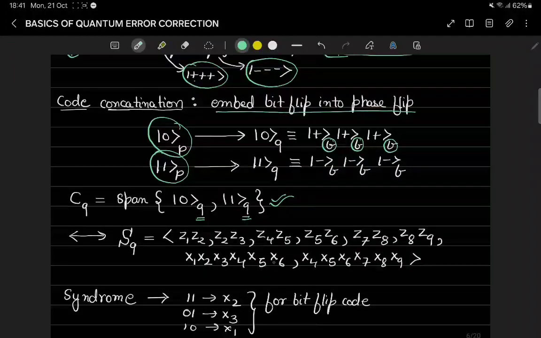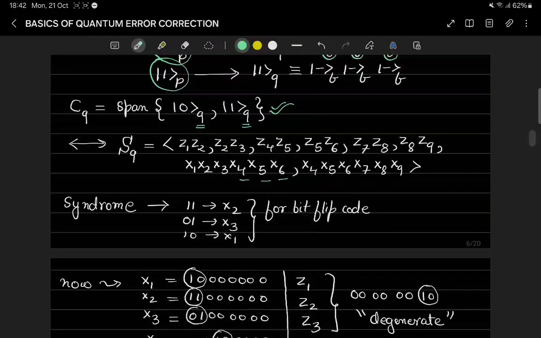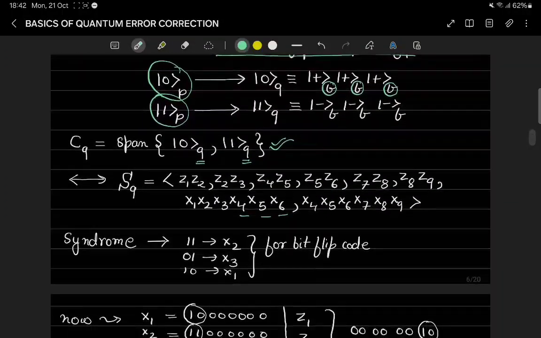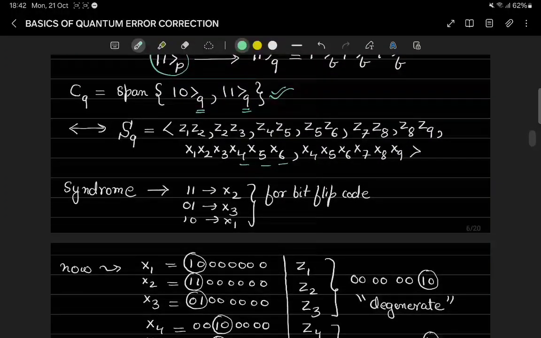Similarly, I can now talk about flipping plus to minus, and that is done on the 4, 5, 6. So I have X1, X2, X3, X4, X5, X6, and similarly X4, X5, X6, X7, X8, X9. So now we remember an important thing to check the syndrome. The syndrome can be deduced from what we have seen for the bit flip code.